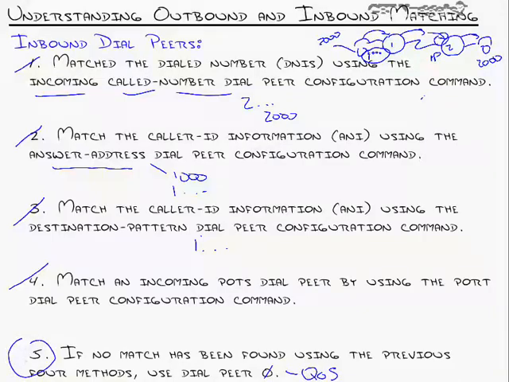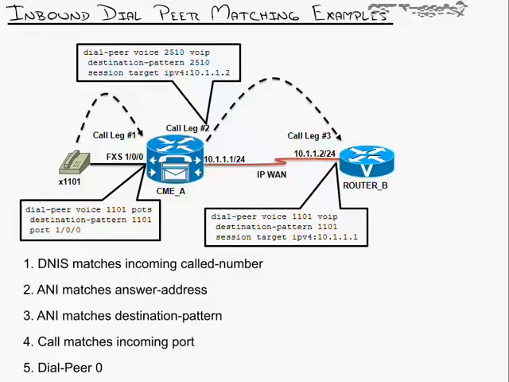So here's a practical example of inbound dial peer matching that will definitely bring some clarity to those steps that I just discussed, walking through this scenario. We've got an extension 1101 over here that's going to be placing a call to, not shown here, but just drawn in, extension, we'll say 2510. Okay, so he picks up the phone on this side and dials 2510. Those are the dial digits.